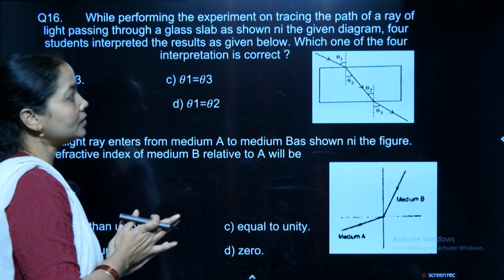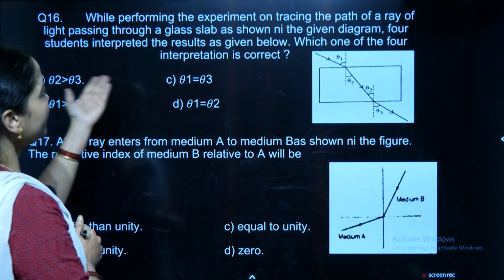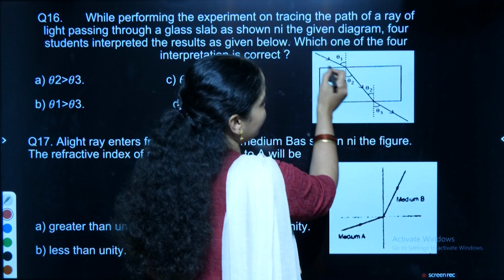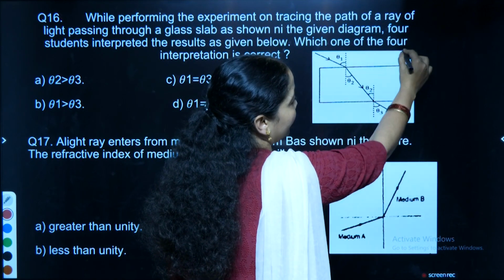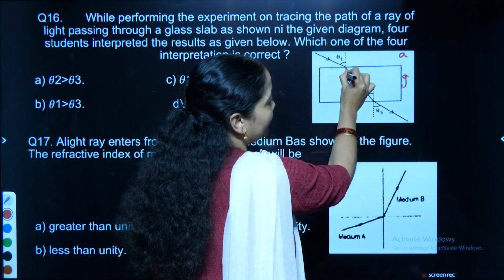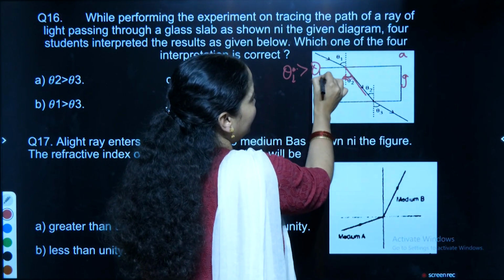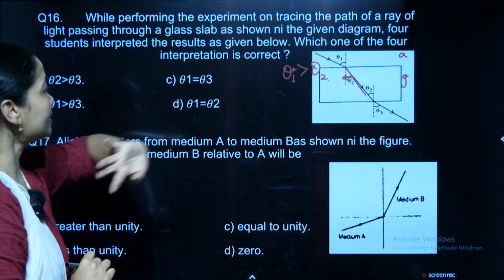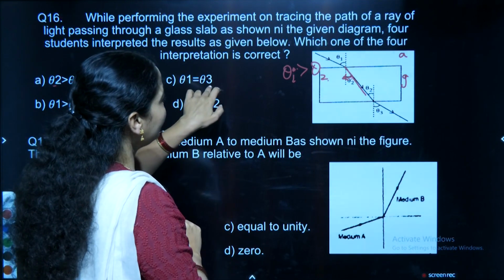While performing the experiment on tracing the path of a ray of light passing through a glass slab as shown, I have to find out which one of the four interpretations is correct. See, let us imagine this as a glass slab. We know that whenever a ray of light goes from air to glass, that is rarer to denser medium, the refracted ray bends towards the normal. At this point of time, angle 1 will always be greater than angle 2. In the options given, they are asking which interpretation is correct. Angle 2 greater than angle 3 is not possible. Angle 1 or theta 1 equal to theta 3.